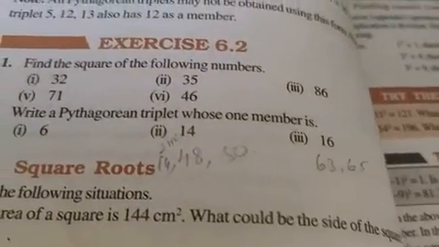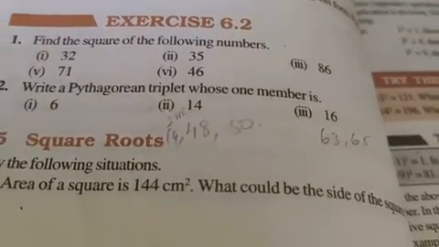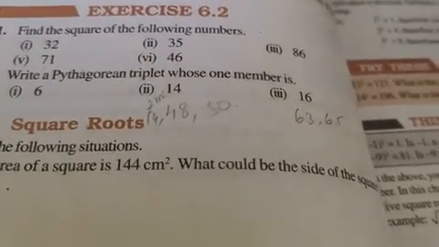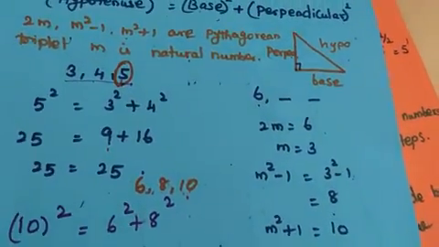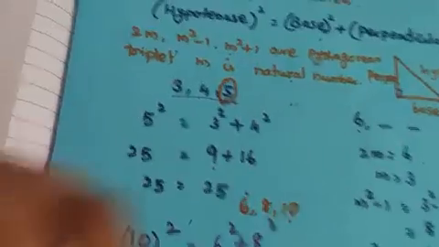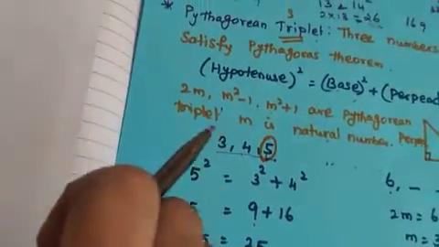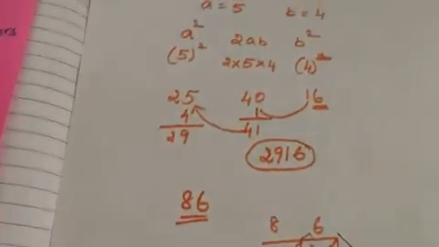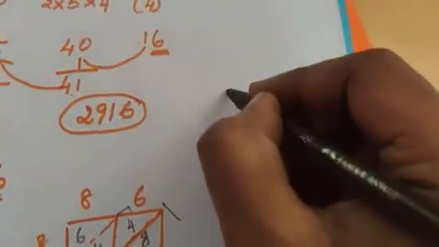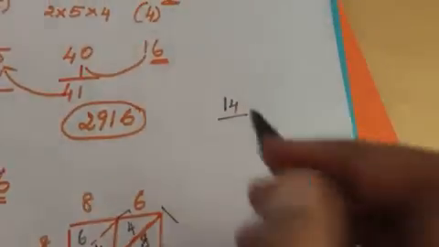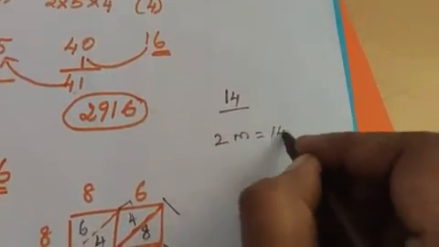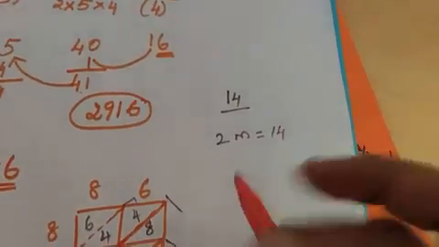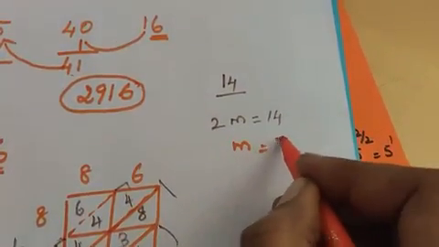And question number 2 is about Pythagorean triplets. For this I already solved one question, the number 6, and showed you how to find the triplet. The second question has the numbers 14, 16 and 18. In this you can use any one number. Suppose I am taking 14. Here the given number is taken as 2m, so 2m is 14. From that you have to find the m value. So m is equal to 7.